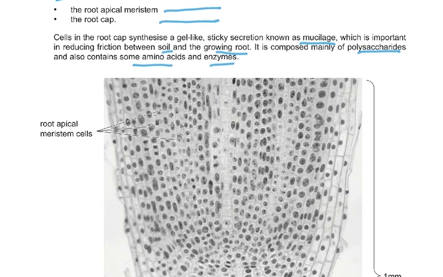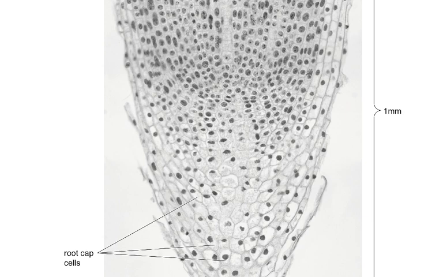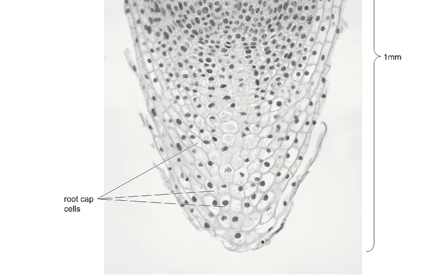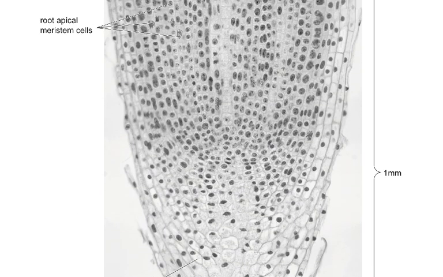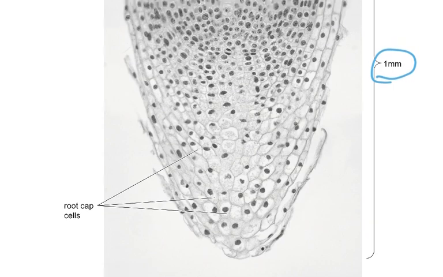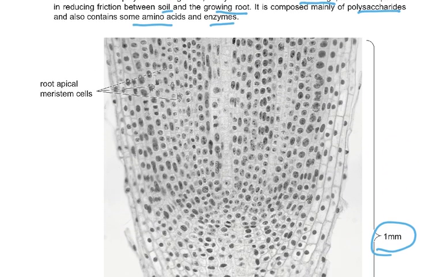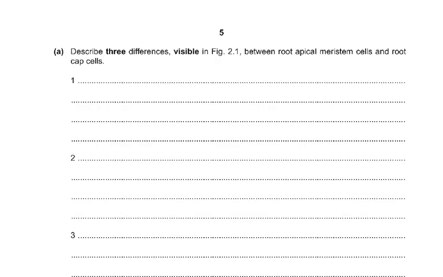Root apical meristem cells, and then we have the root cap cells. So we have this area, and this whole thing is about 1 millimeter, because you can see this measurement here. And then there is the root cap cells, and then the root apical meristem cells. Describe three differences visible in figure 2.1 between the root apical meristem cells and the root cap cells.